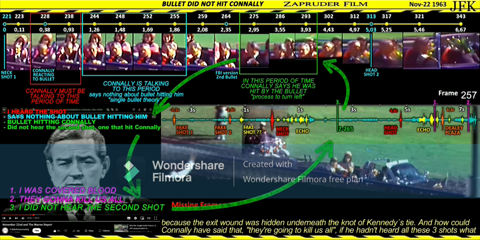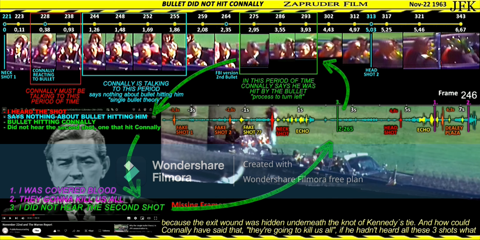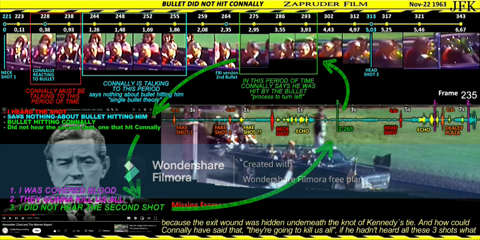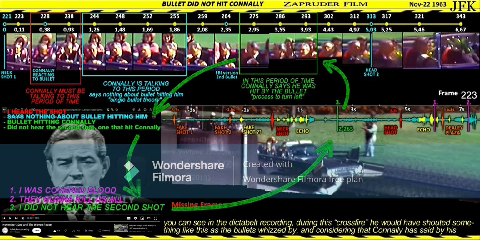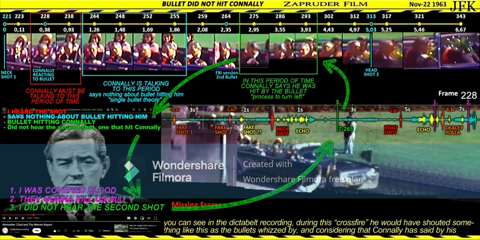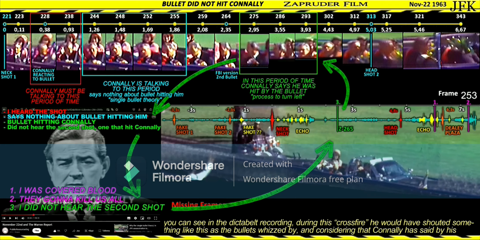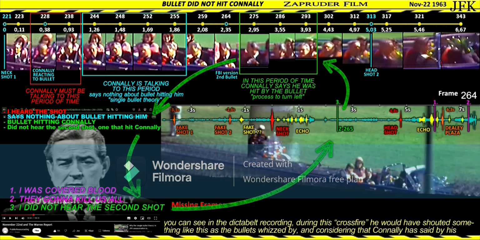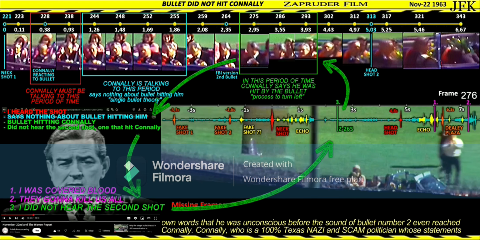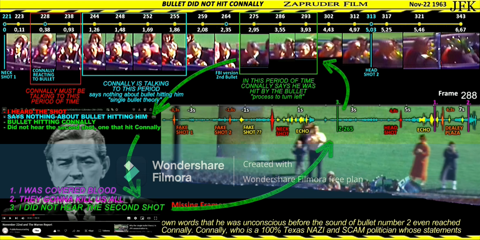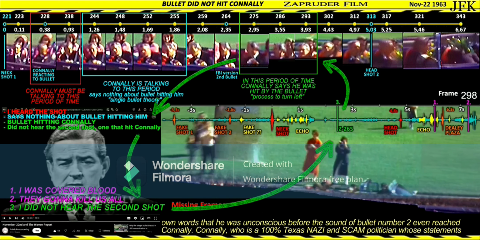And how could Connolly have said, "They are going to kill us all," if he had not heard all these 3 shots, which you can see in the Dictabelt recording? During this crossfire he would have shouted something like this as the bullets whizzed by, and considering that Connolly has said by his own words that he was unconscious before the sound of bullet number 2 even reached Connolly.